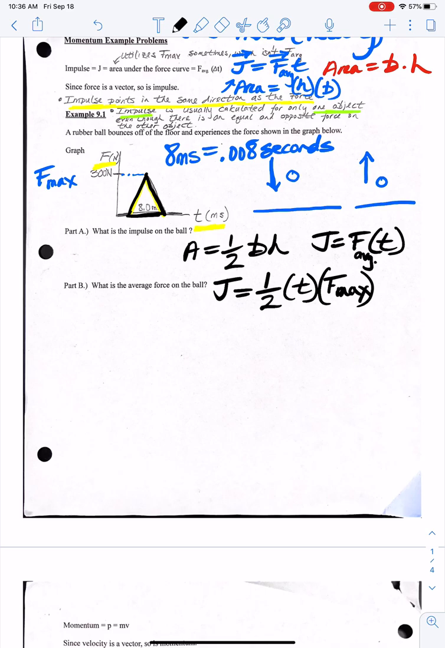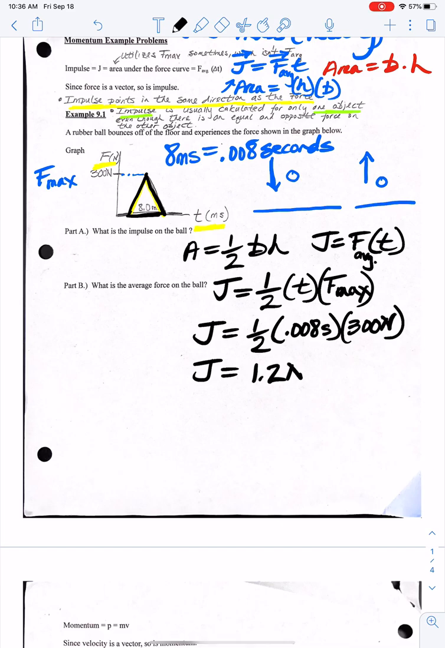So I'm going to go ahead and plug in my values. We want to know J. We know the time is 0.008 seconds. And we know the F max is 300 newtons. All right, so we just do the math there. And I think we're going to find that J is equal to 1.2 newton seconds.